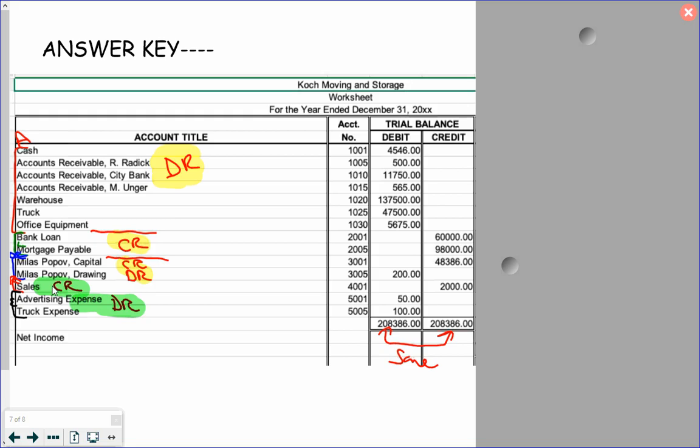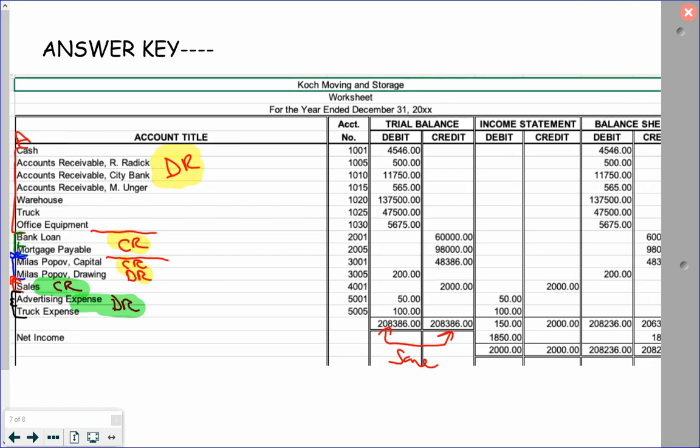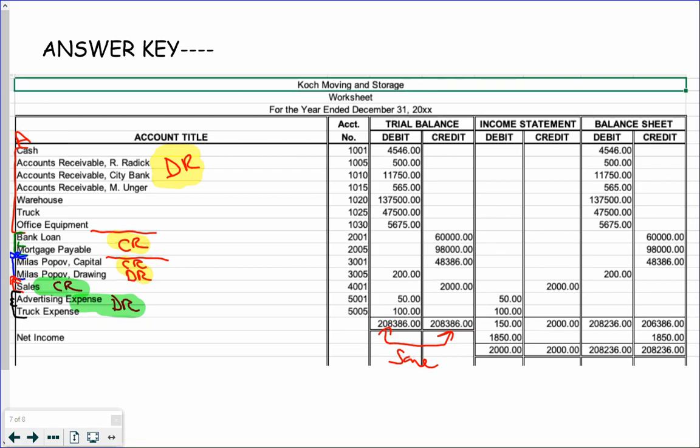So the income statement is just the revenue and the expenses. The balance sheet is assets, liabilities, and owner's equity. Now notice when you do that, these balances are not the same. Okay, so that's what we were working on last week. So now what we have to do is this part right here.